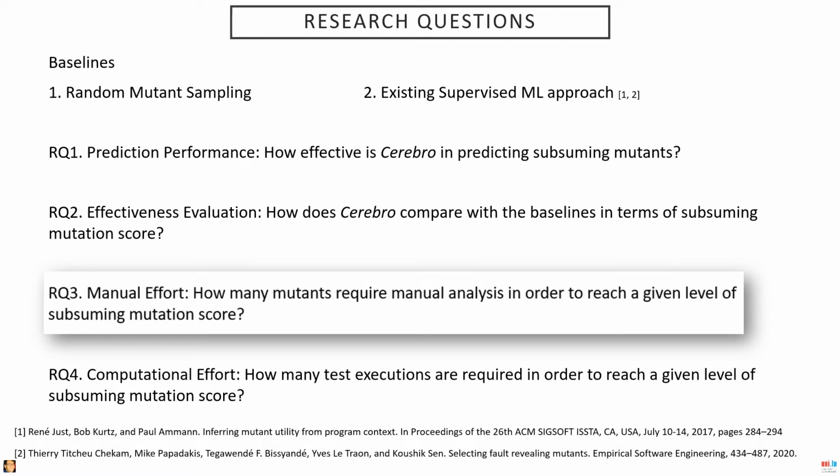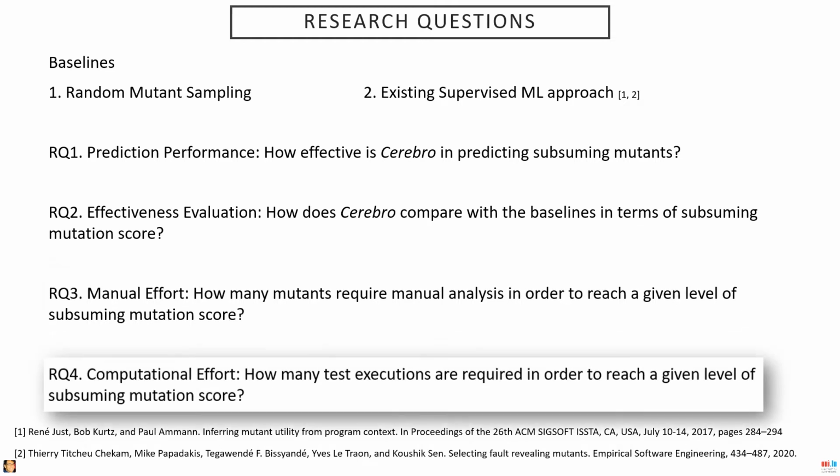Now we proceeded to compare the effort required by each technique to obtain the same level of test effectiveness. So first we investigated the human effort measured in terms of the number of mutants analyzed by the tester to reach the same subsuming mutation score by all three approaches, which is research question 3 here. Then we investigated the computational effort required, that is the number of test executions necessary to reach the same subsuming mutation score, which is research question 4 here.